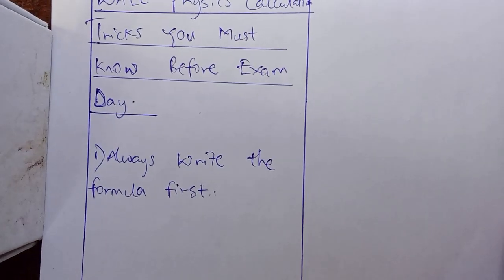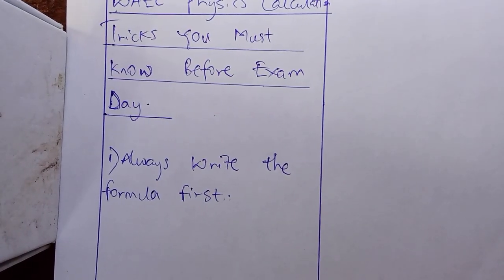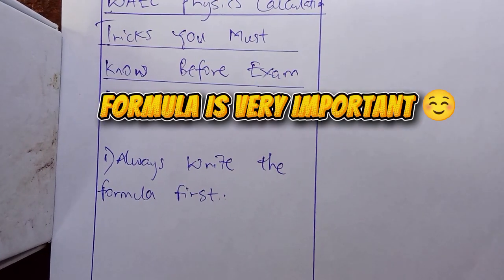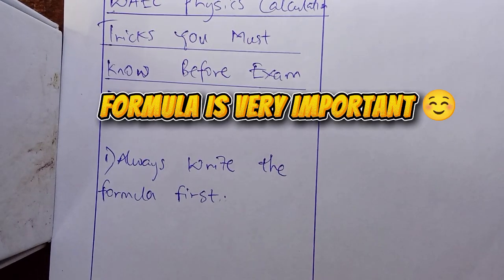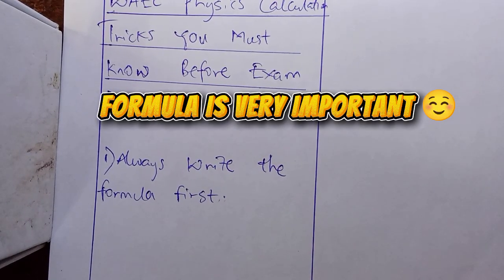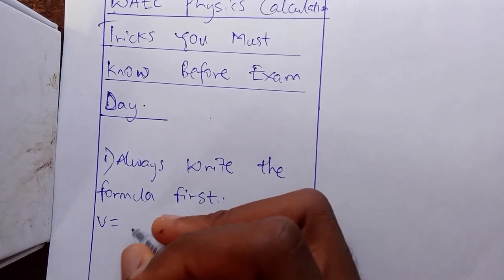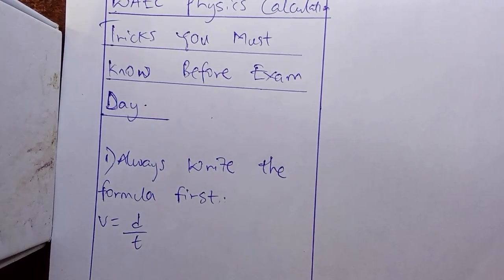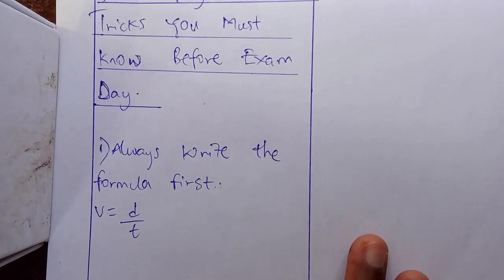Most students ignore this particular part, but the formula carries huge marks in WAEC. After you outline your parameters, the formula alone carries a very huge mark. So always write your formula first before you solve any problem. For example, in a velocity problem, write the formula for velocity, which is displacement over time. Or for any other problem, ensure you write the formula first. That is your trick 1.